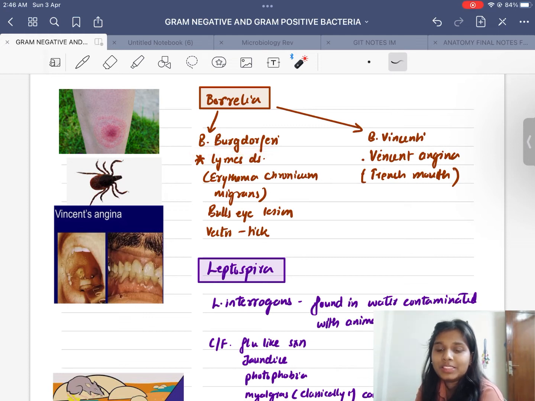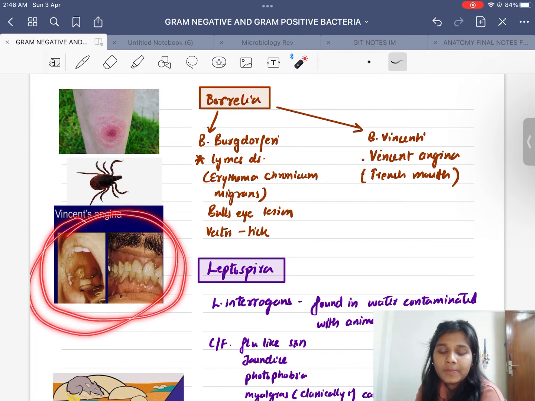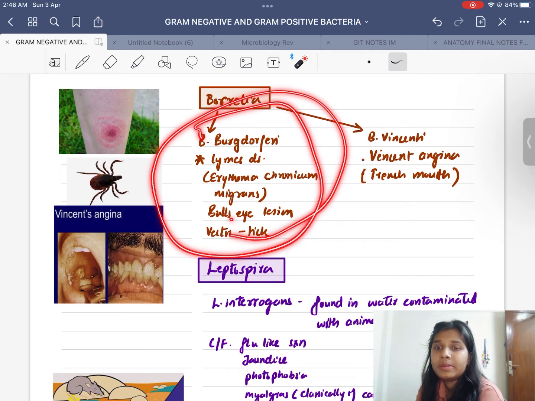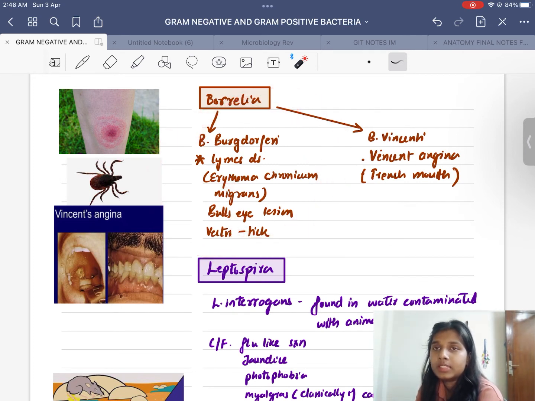I'm not able to pronounce it, burgdorferi. Then you have Borrelia vincentii, which causes trench mouth or Vincent's angina, this image here. This is for Borrelia. Remember Lyme's disease at least, it's important. Transmitted by tick, bullseye lesion, called erythema chronicum migrans.